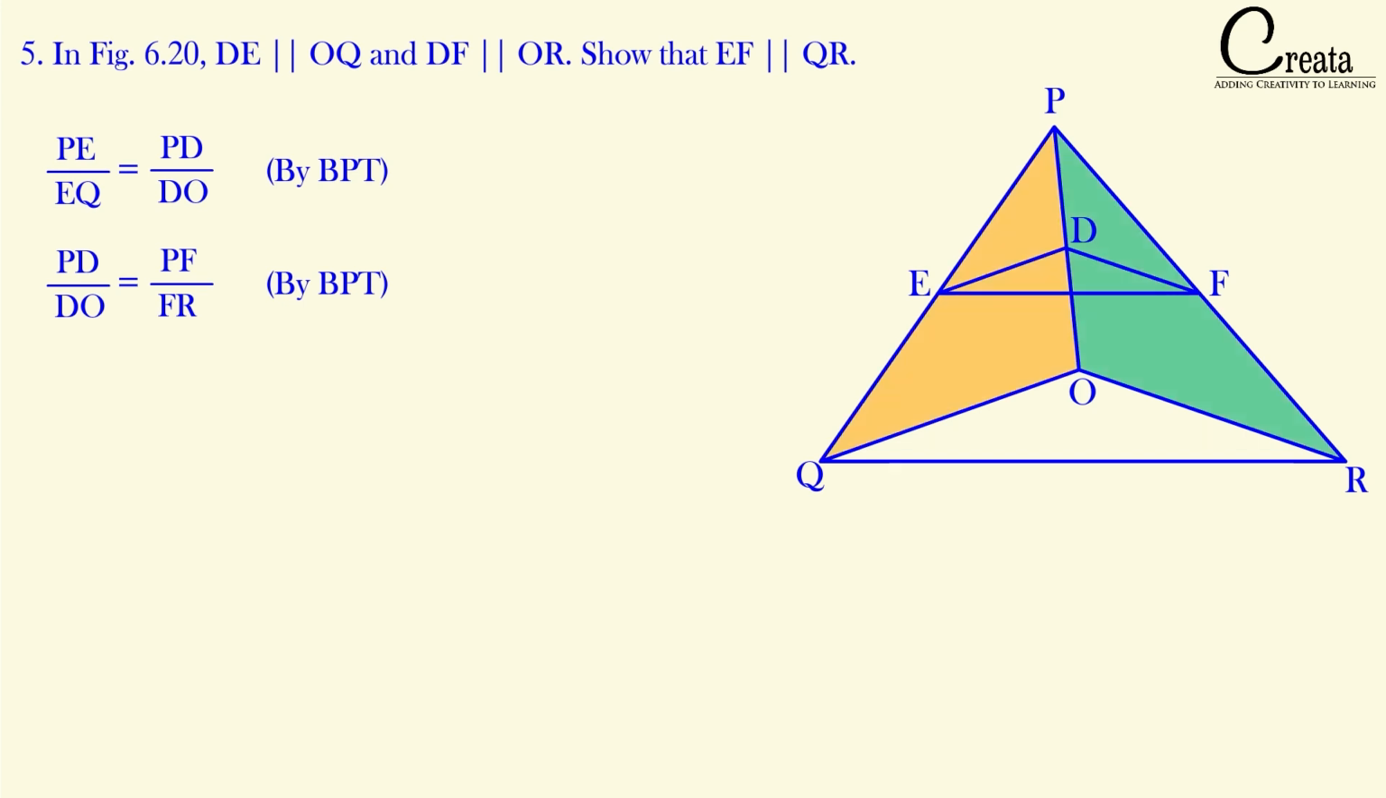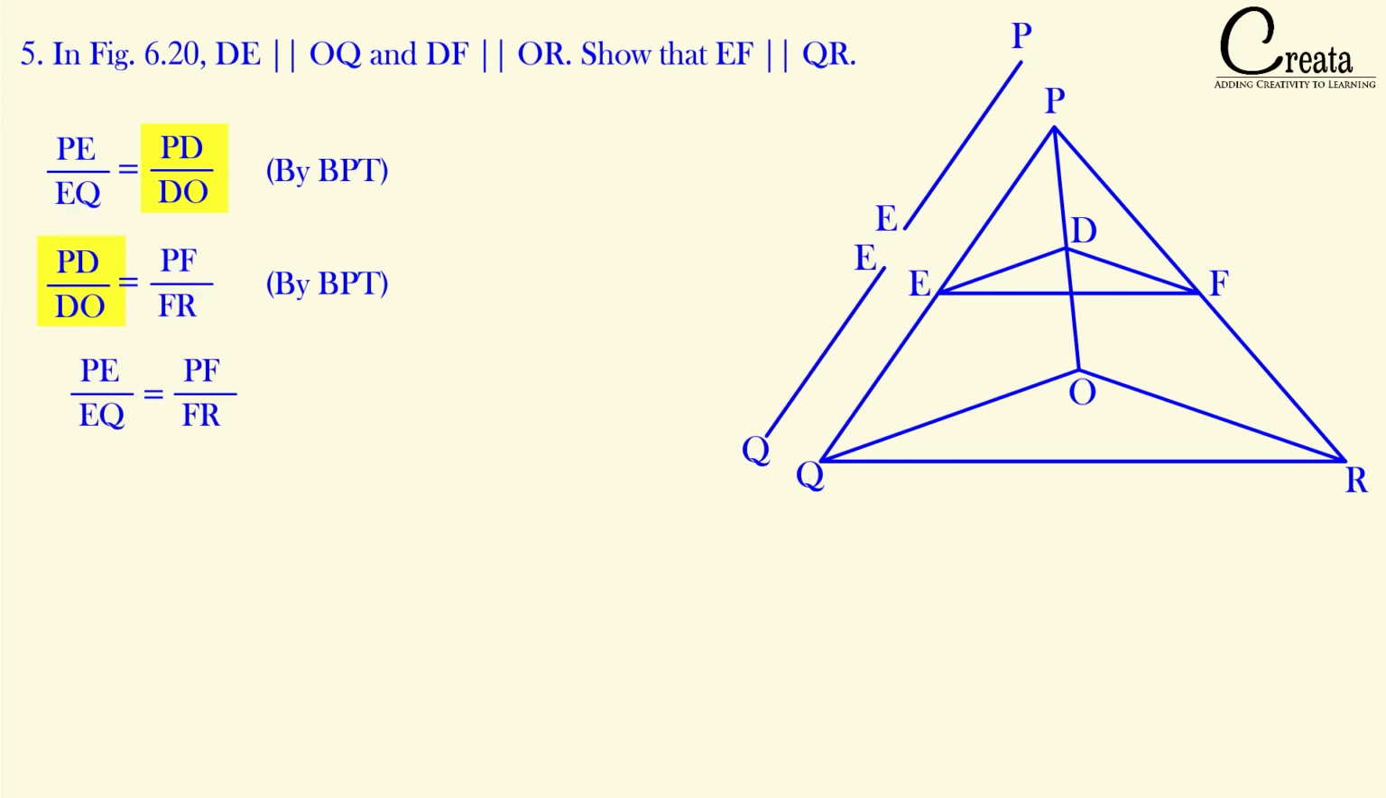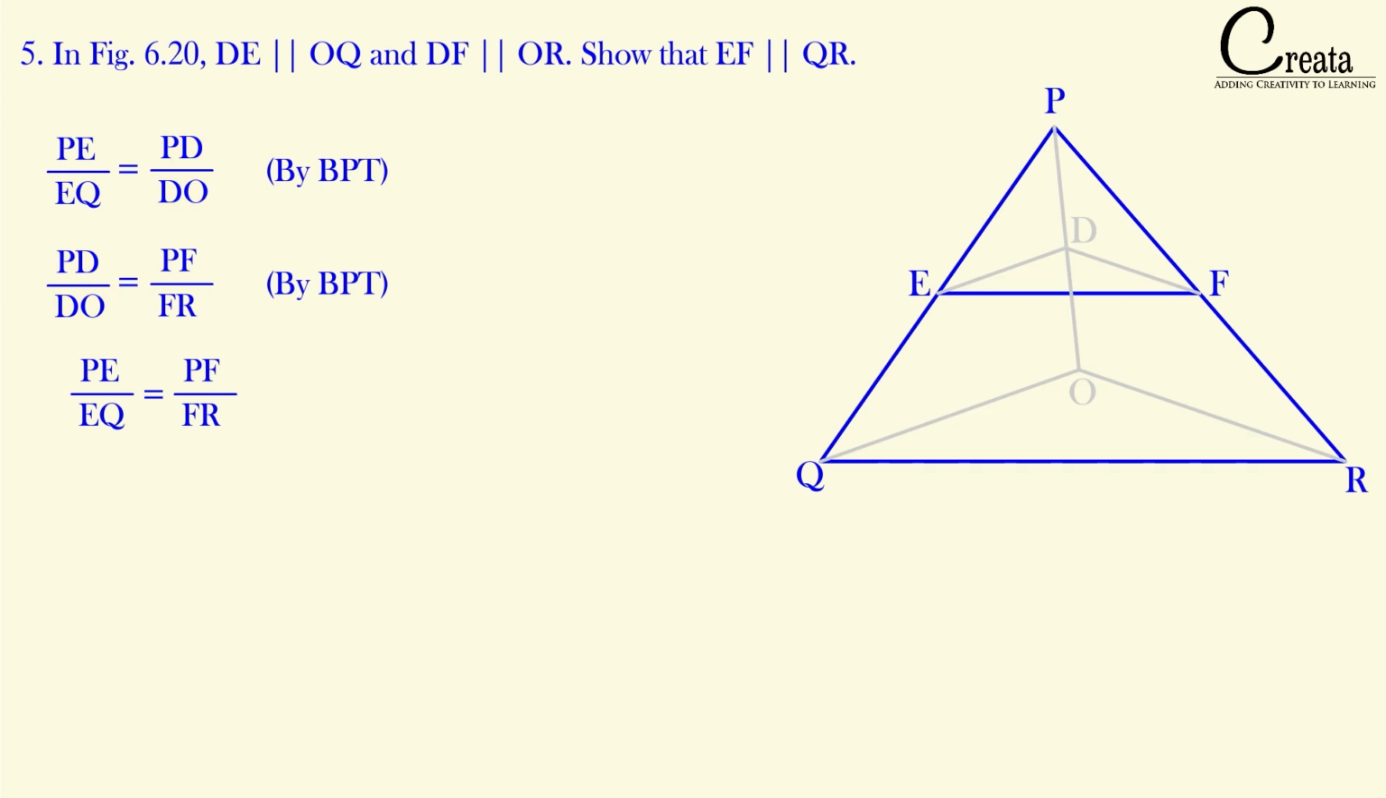These two triangles are sharing the common side PO. So the ratio PD upon DO will be common in both the equations, or common in both the triangles. So we can equate both the equations. We got PE upon EQ is equal to PF upon FR. Got it? Further, let's dim all the unnecessary part. Here we got PE upon EQ is equal to PF upon FR.